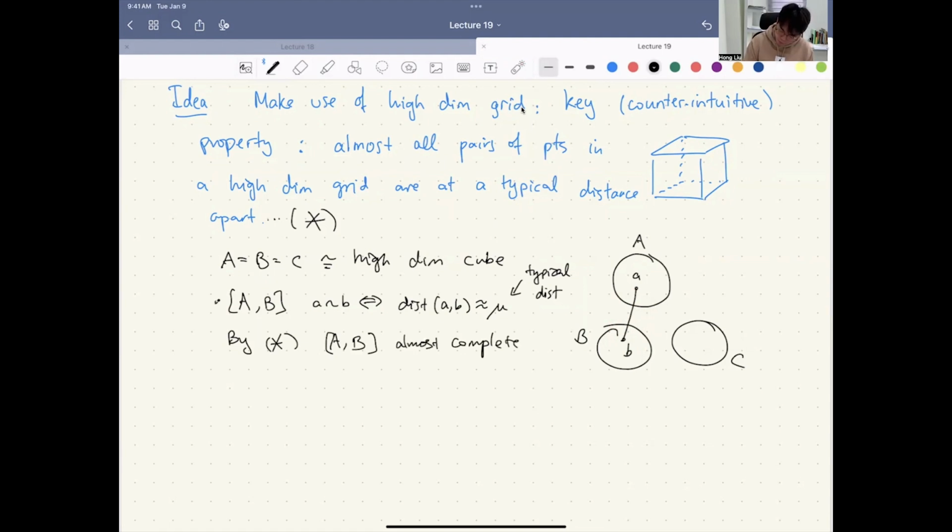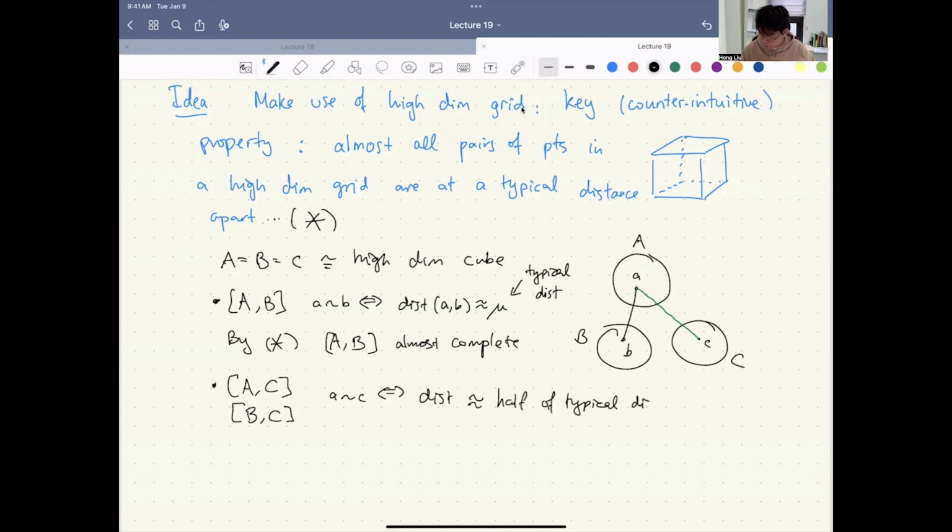Very good. How do we make AC and BC? They are similar. Between A and C, let's pick a point in C. If you think of them living in the same high dimensional cube, they are adjacent if and only if their distance is about half of the typical distance, with some error.